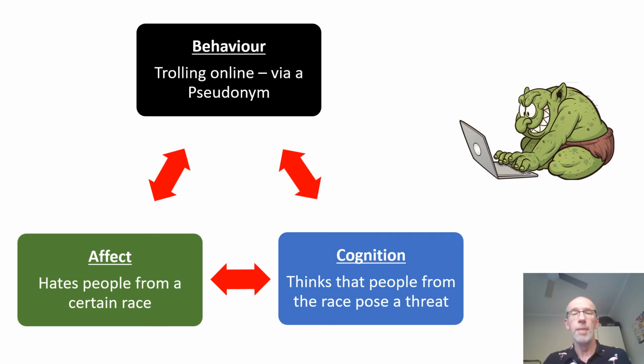And then we try and unpack the cognition. What are the thought processes? Because again, we're trying to get to the core of this behaviour. So maybe the troll thinks that the people from another race pose a threat. Okay, but again, you've got to work with the scenario here in order to be able to unpack the way we feel, the way we think, and how that impacts that undesirable antisocial behaviour.